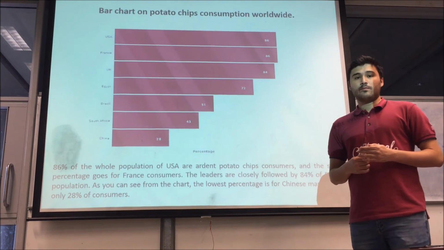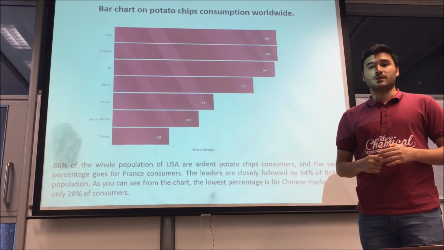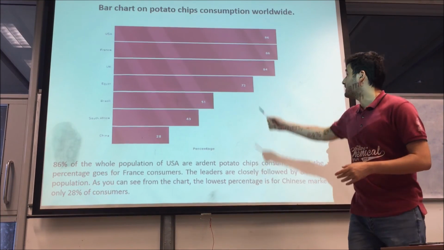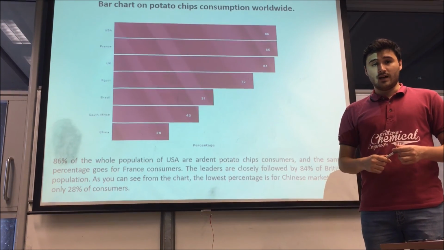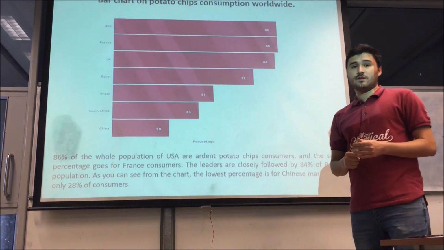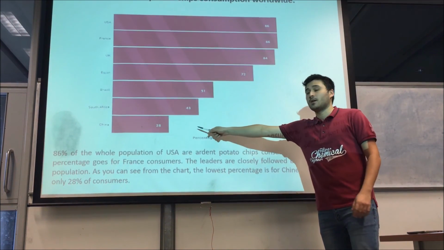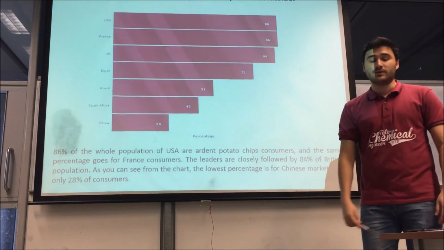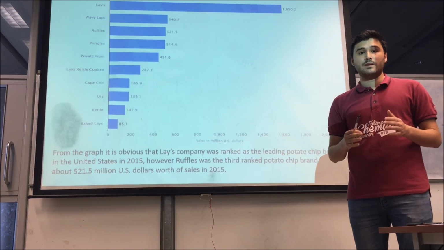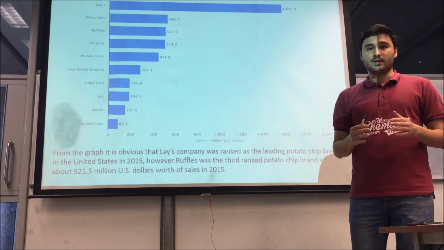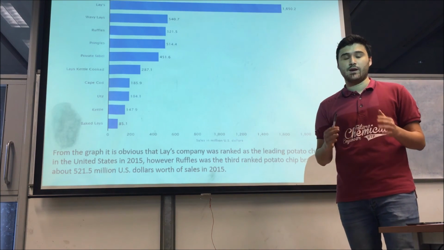86% of the population of the USA, which is up here, are ardent potato chip consumers, and the same percentage goes for France, which is taking first place with the USA. The leaders are closely followed by 84% of the British population. However, the lowest percentage is for the Chinese market, with only 28% of consumers. Generally, potato chips are sold to the public in relatively small quantities for consumption. In other words, this product is one of the most desired in the retail snacking branch.